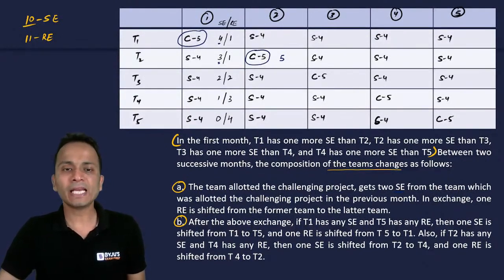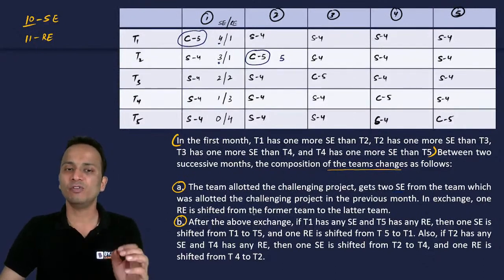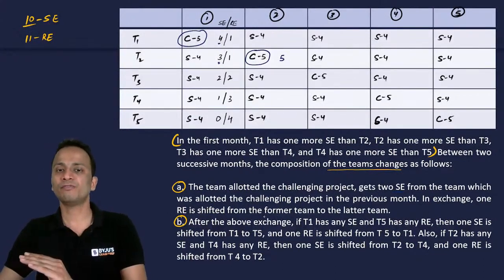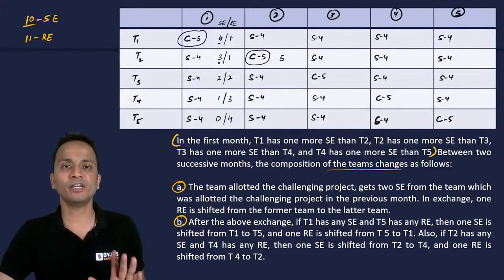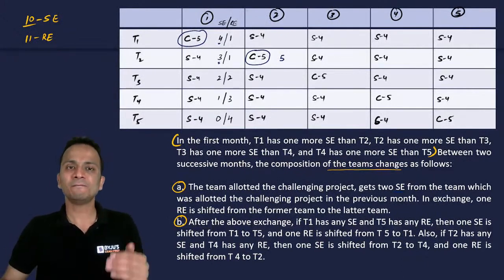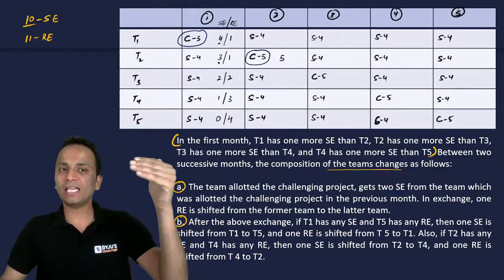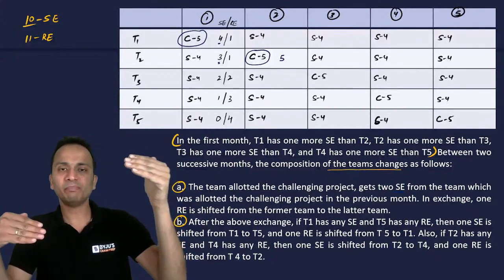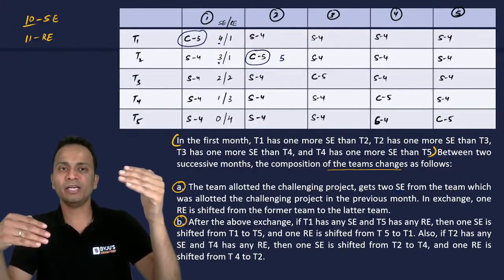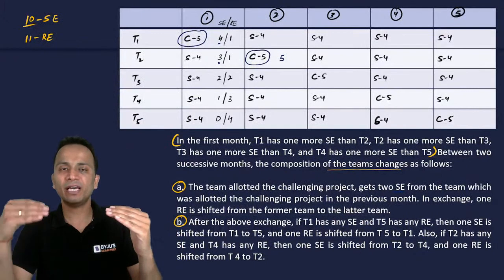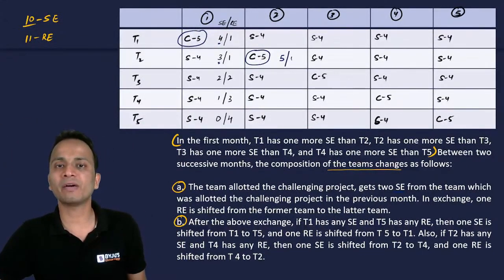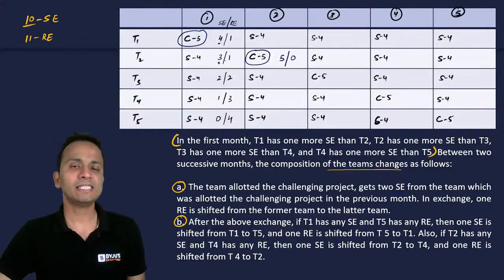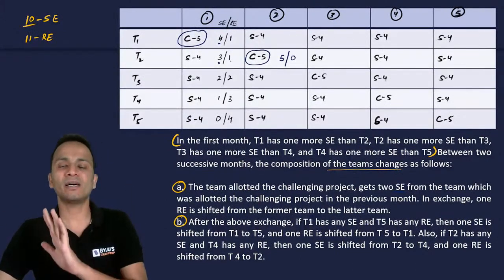Fine. In exchange, one RE will be shifted from the former team to the later team. So इस वाली टीम से in exchange one RE will be given to the other team. So basically ओल्ड चैलेंजिंग टीम से न्यू चैलेंजिंग टीम पे अगर एम्प्लॉयज हमें फाइंड आउट करने हैं, सो 2 SE will be given and 1 RE will be taken back. सो द कॉम्पोजिशन विल बिकम 5-0. ओके, SE 2 ऐड हो गए और RE एक कम हो गया.